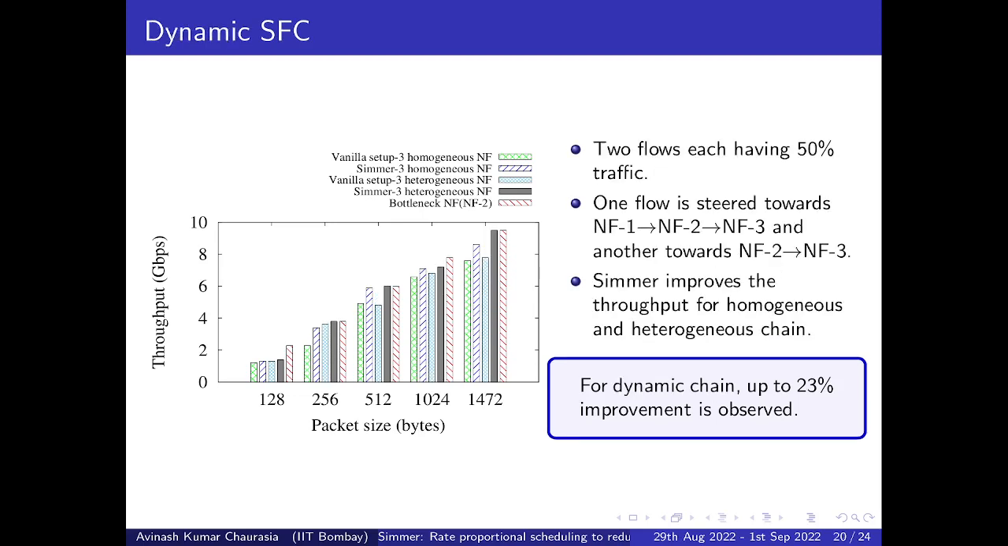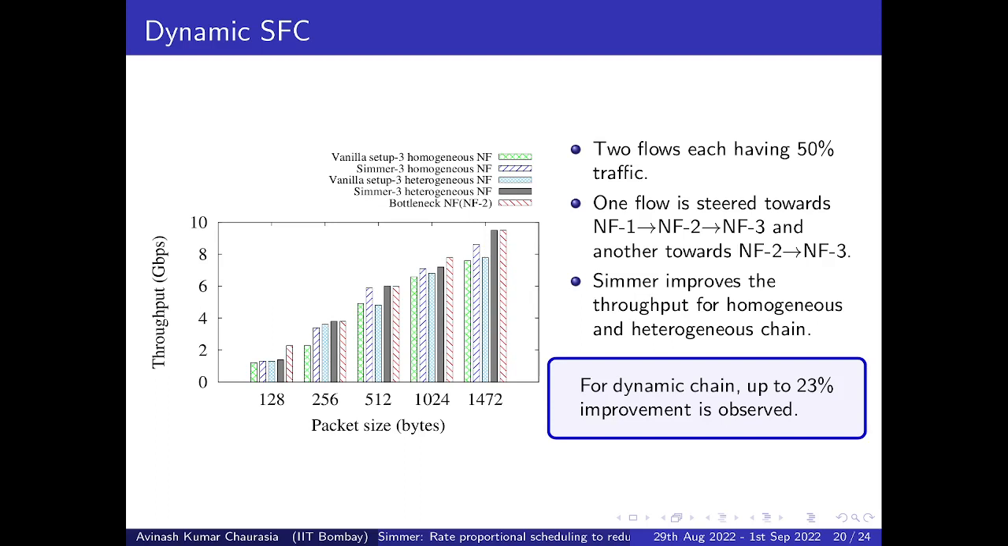We conducted a similar experiment for a dynamic chain. We created a dynamic chain by splitting the traffic to form two flows. 50% of the packets follow a path of 3 network functions, starting from NF1, then going to NF2, and then to NF3, whereas the other 50% of the packets follow a path of 2 network functions, starting from network function 2 and then going to network function 3.